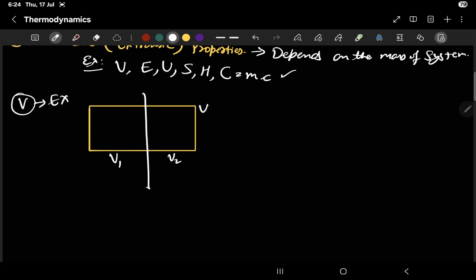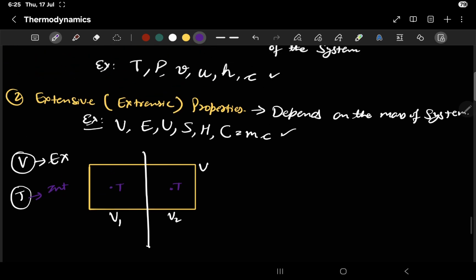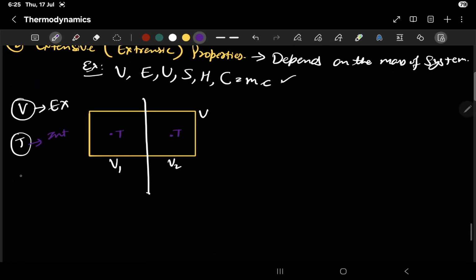Let's say I talk about temperature. The temperature at this point and this point will have no effect after dividing the system, so it is an intensive property. Next, let's talk about pressure. The pressure at this point or this point will be the same. There is no difference on dividing the system, so pressure is also an intensive property.